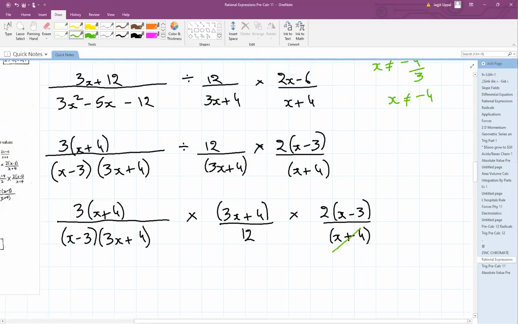X plus 4 cancels with x plus 4. 3x plus 4 cancels with 3x plus 4. X minus 3 cancels with x minus 3. At the top, we just have 3 times 2, which is 6, divided by 12, which is just 1 over 2. Okay, does that make sense? Yes. Yeah. Okay.